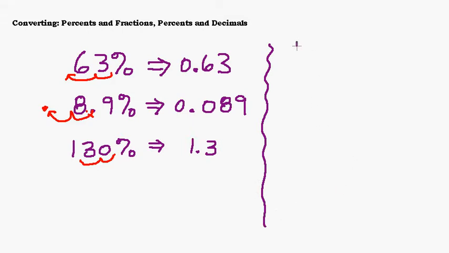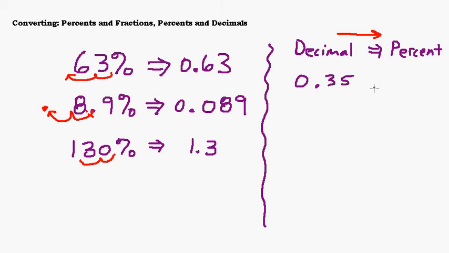All right, let's go the other direction. Let's say we have a decimal, and we want to change that to a percent. Well, all we got to do is move the decimal back the other direction. We're just going to take the decimal and we're going to move it 2 places to the right. So for example, if I have a number like 0.35, what percent would that be? Just move this decimal 2 places to the right and you have 35%.